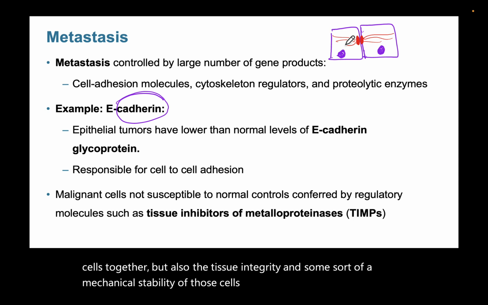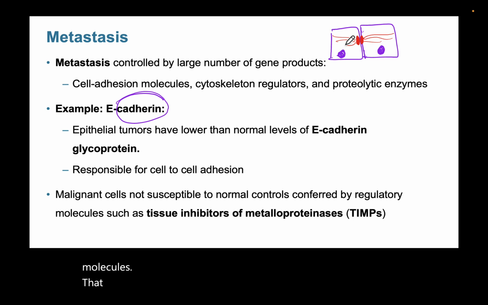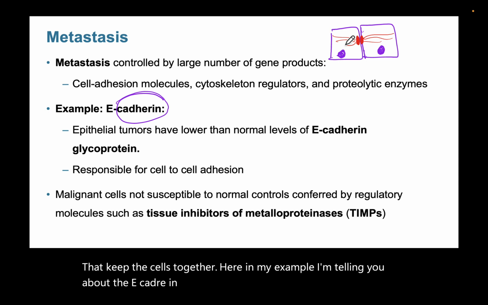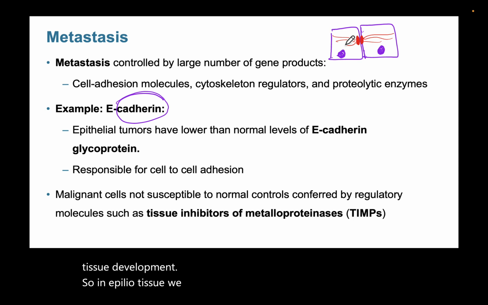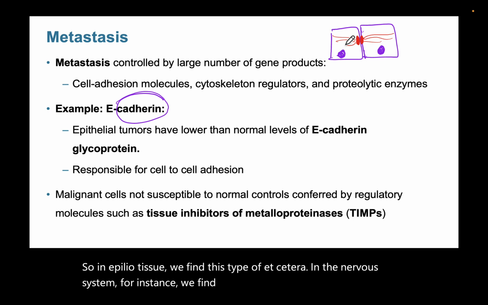Okay, so cadherins are important molecules that keep the cells together. Here in my example, I'm telling you about the E-cadherin. The E-cadherin is important for the epithelial tissue development. So in epithelial tissue, we find this type of E-cadherin. In the nervous system, for instance, we find the N-cadherin.